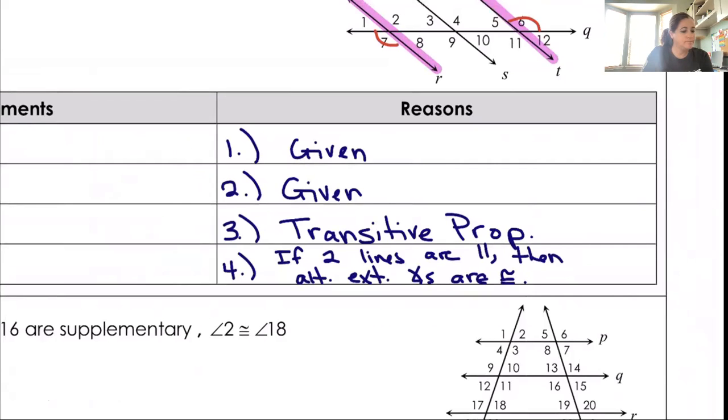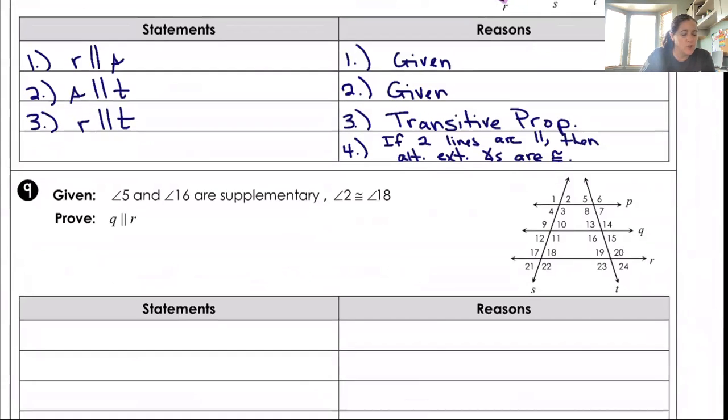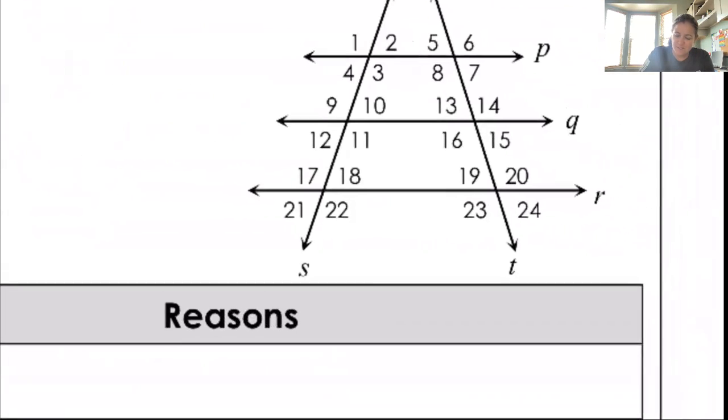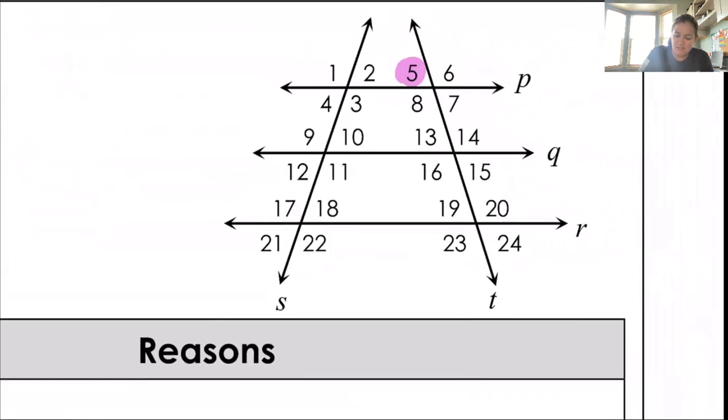All right, let's try number 10. Number 9 you'll also see coming up there. Just giving you a heads up, 5 and 16 are here. They are consecutive exterior angles. That would mean if they're supplementary, then you can say P is parallel to Q. So you would start there, 5 and 16 are supplementary, that was given to you. Then you would say P is parallel to Q, because if consecutive exterior angles are supplementary, the two lines are parallel. So that would be the proof part.